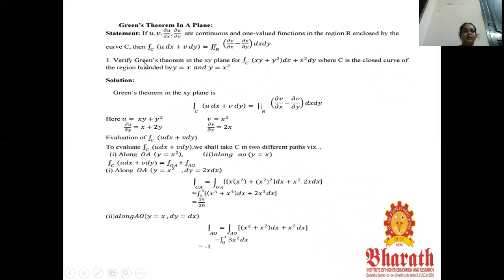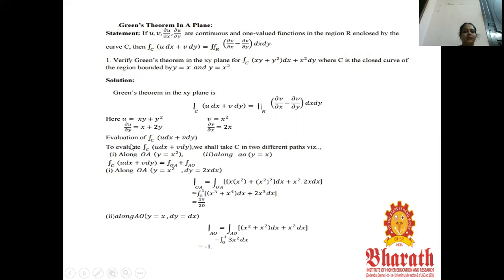Now we have to verify Green's theorem through an example. Verify Green's theorem in the xy plane for the integral over C of (xy plus y square) dx plus x square dy, where the closed curve C bounds the region between y equal to x and y equal to x square. Green's theorem in the xy plane is the integral over C of U dx plus V dy equal to the double integral over R of ∂V/∂x minus ∂U/∂y into dx dy. Here U is equal to xy plus y square and V is equal to x square.